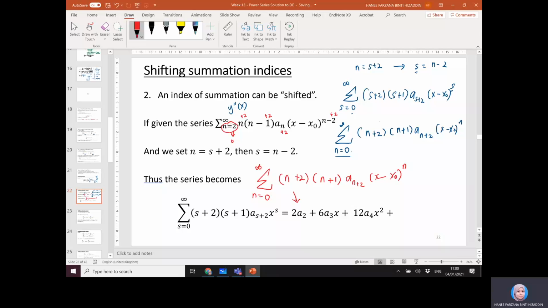So starting from n equals 0, so 0 plus 2 is 2, 0 plus 1 is 1, so just 1, and a sub 0 plus 2 is a2, x minus x naught to the power of 0 is just 1, so you just end up with the first term being 2a2, and then you expand. This is when n equals 1, and this is when n equals 2, okay, and so on and so on. So this is about shifting the summation index.